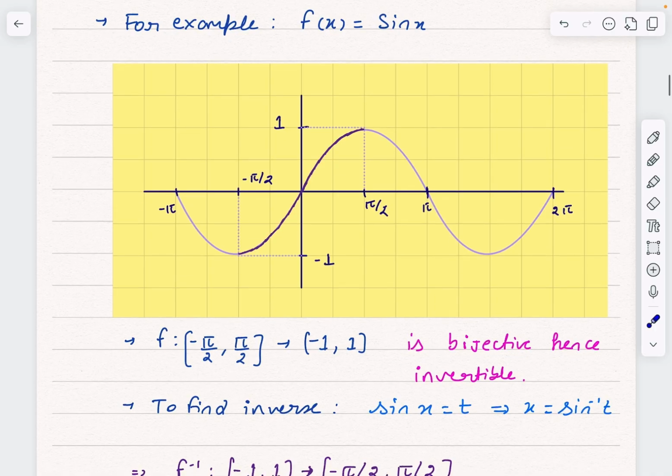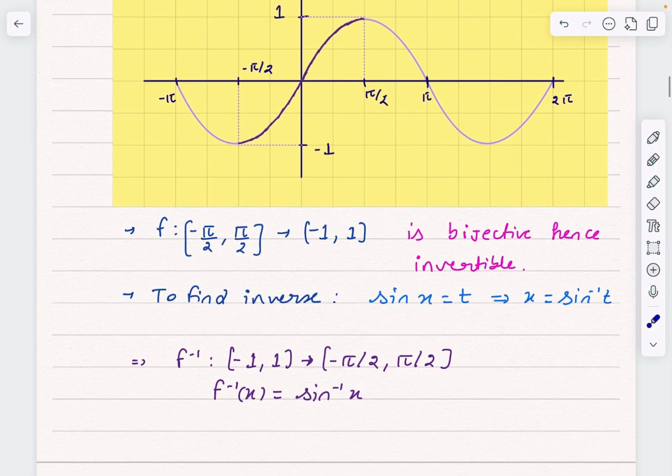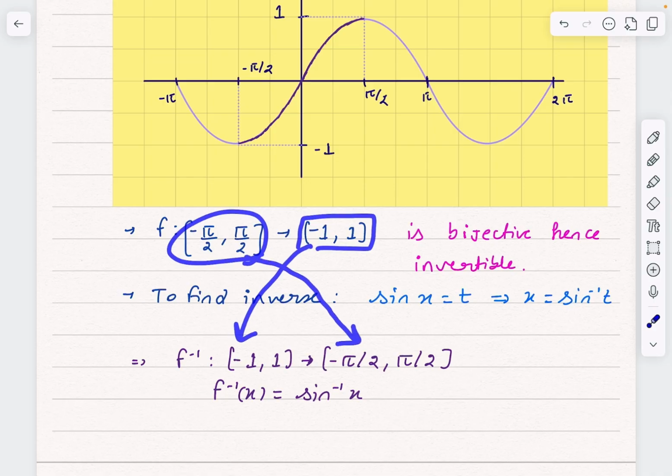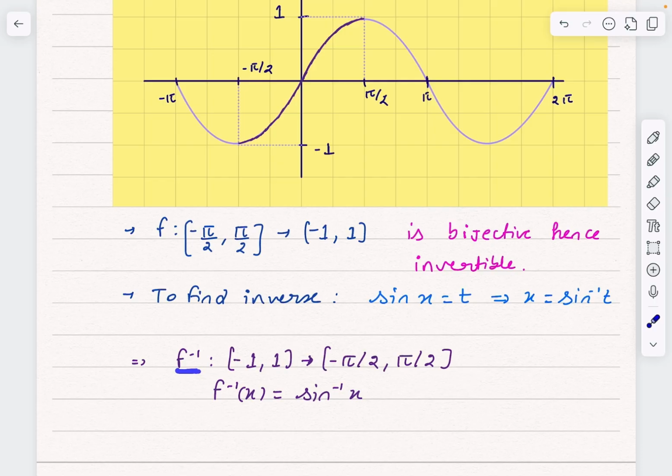Now, how do you find the inverse? If f of x is sine x, how do you find the inverse? You take sine x equal to t, so x will be sine inverse t. So this is where we get it. Now, the function was from minus pi by 2 to pi by 2 to minus 1 to 1. So for its inverse function, domain and range will interchange. The range of this will become the domain here, and the domain of this will become the range here. So the f inverse function will be from minus 1 to 1 to minus pi by 2 to pi by 2, and f inverse x here will be sine inverse x. So this is called the principal domain here, which is the domain only. This is called the principal range.